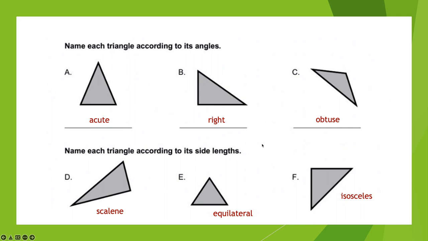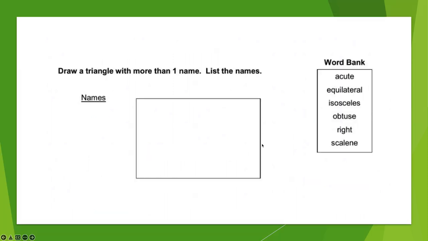All right, next one up in this review section of our work is to draw a triangle with more than one name, and there's a word bank on the right-hand side. Now, keep in mind, there's lots of answers to this, and in your doing it, you might not come up with the same answer I did, but I'll show you one of them.